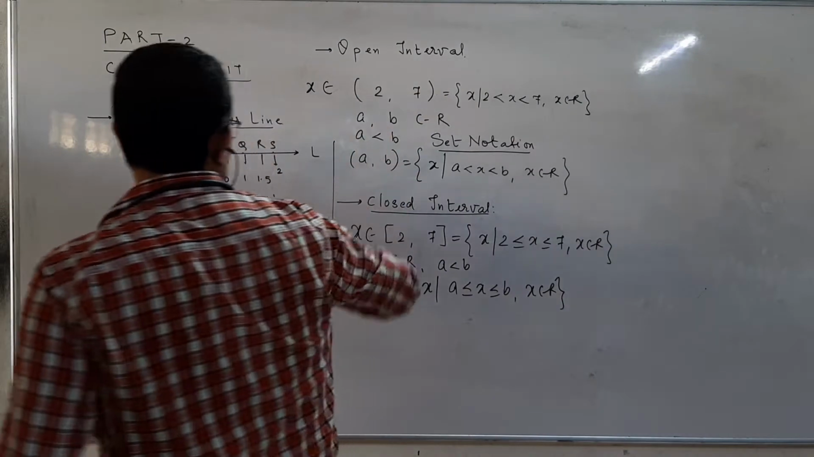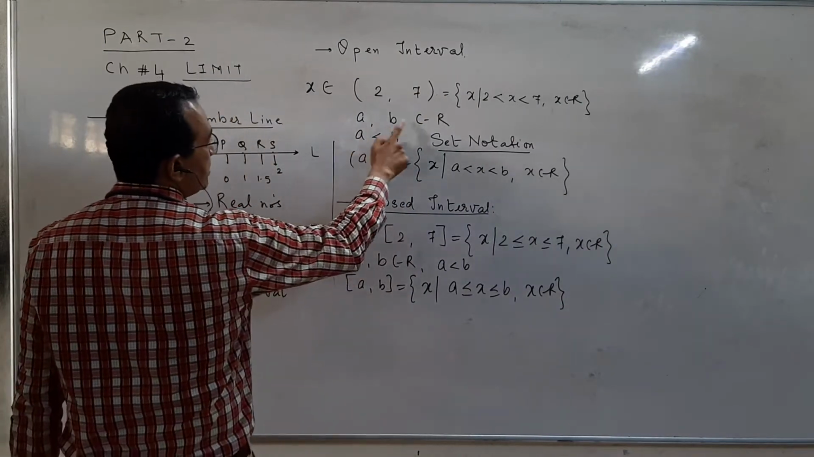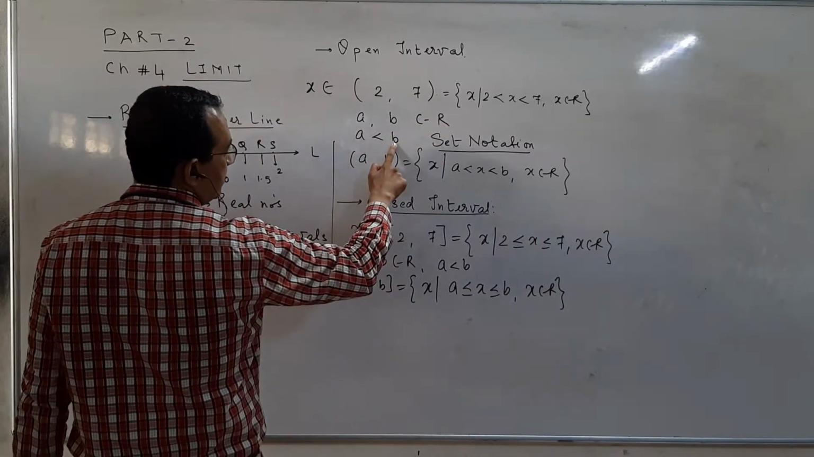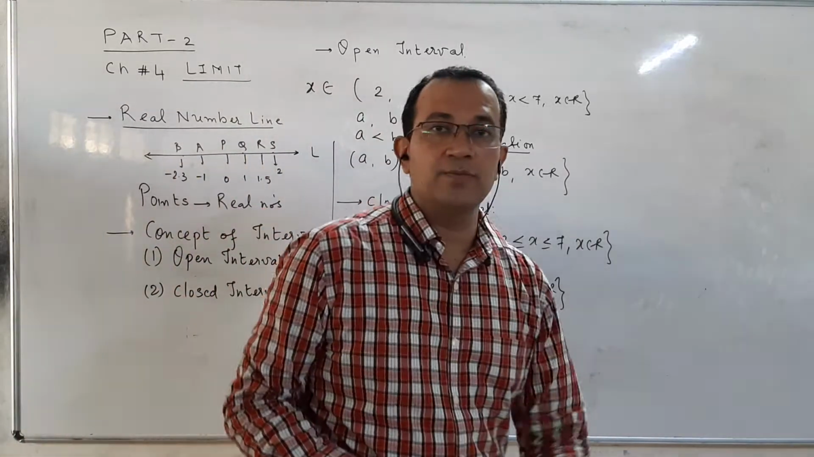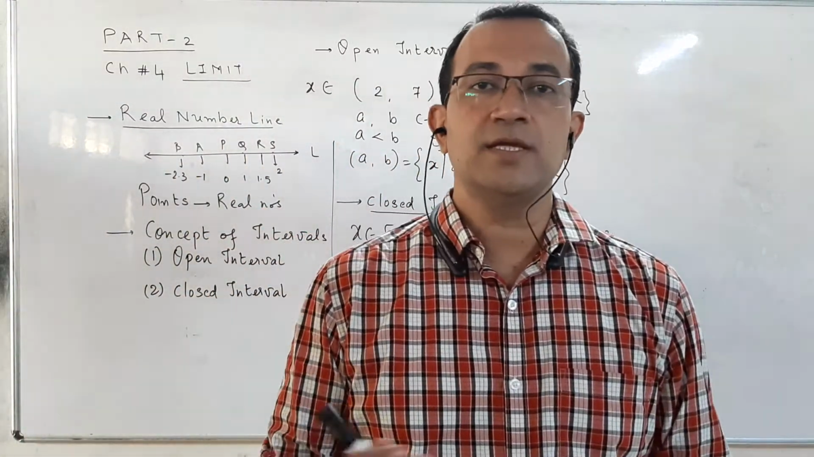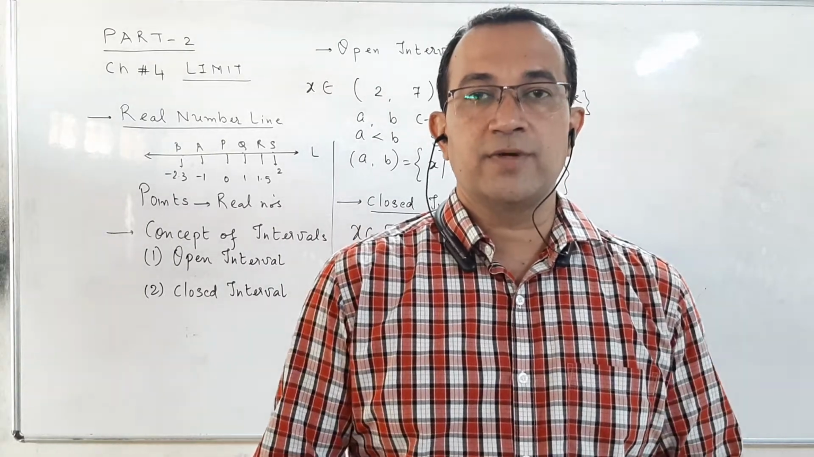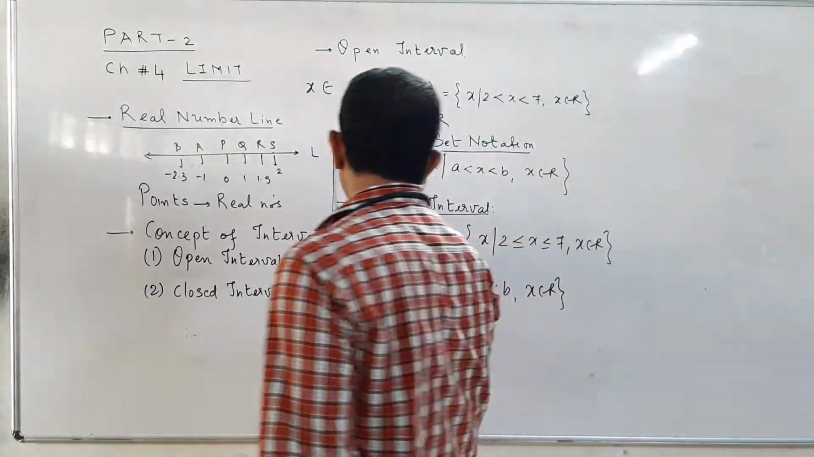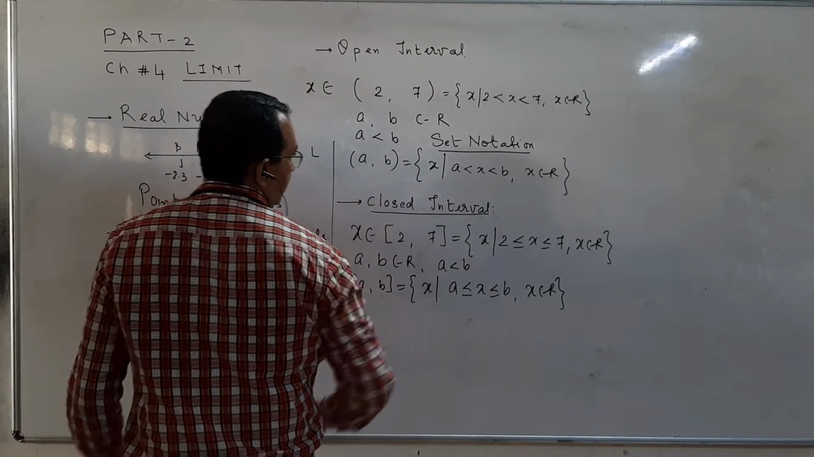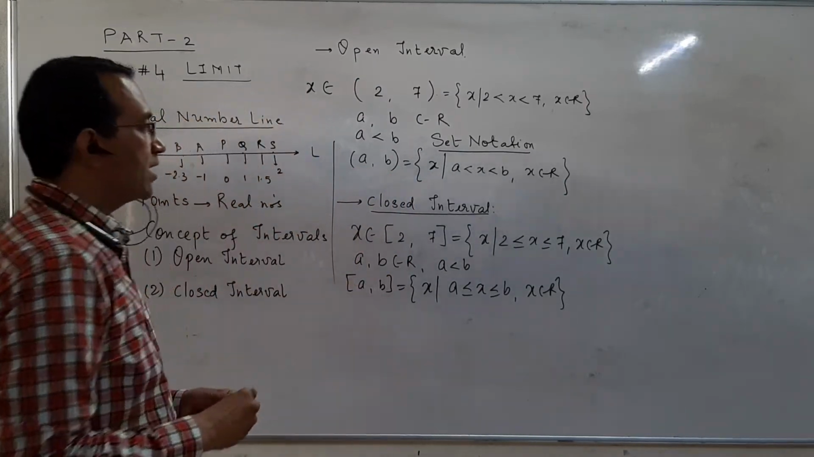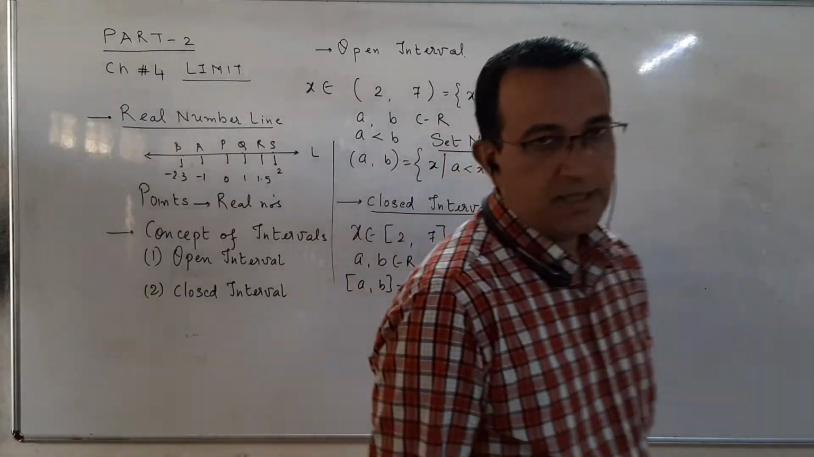What is an open interval? Suppose A and B are any real numbers and A < B. The set of real numbers lying between A and B, excluding A and B, is called the open interval AB. The open interval AB is denoted by small brackets. Set notation is x such that A < x < B, x belongs to R.